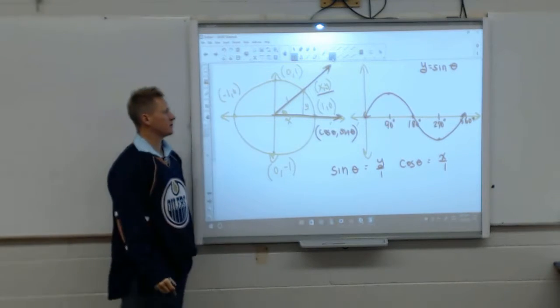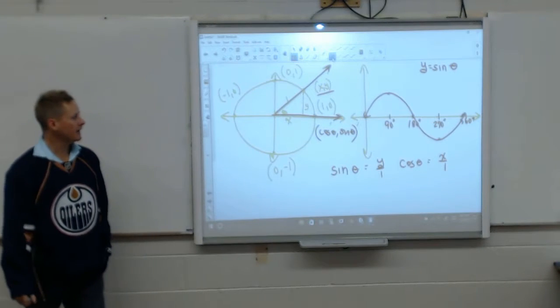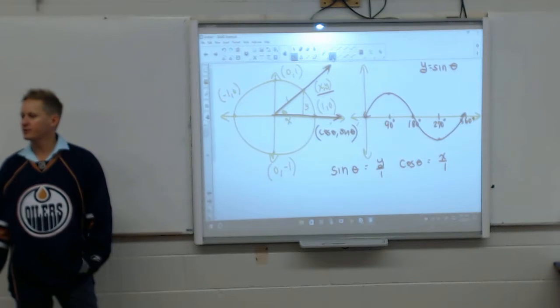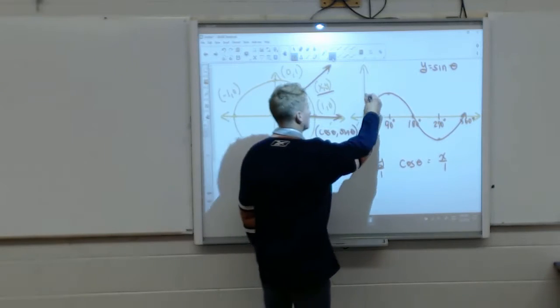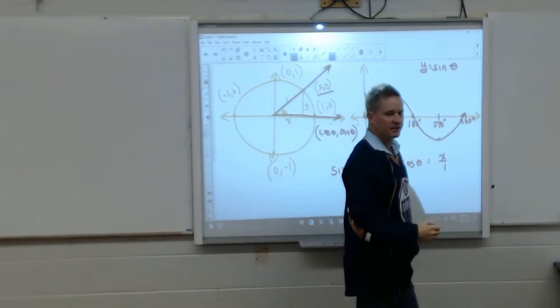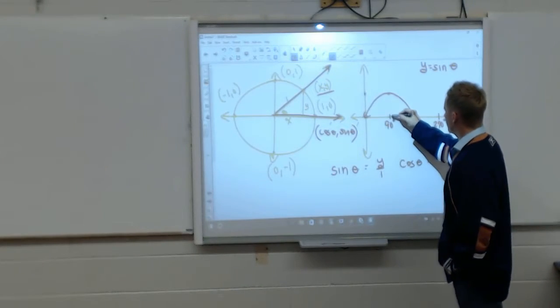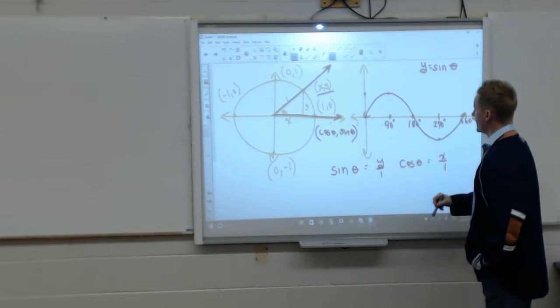So let's do the cos graph now. All right, what is the cos of 0 degrees? 1. Awesome. What is the cos of 90 degrees? 0. The cos of 180?